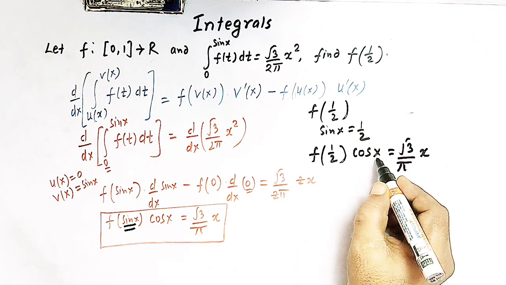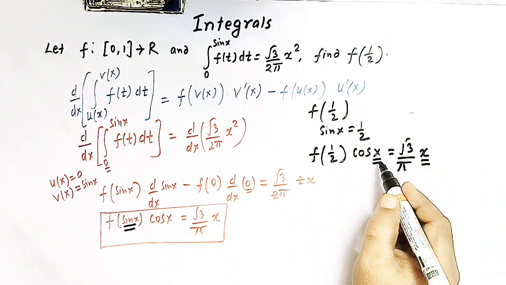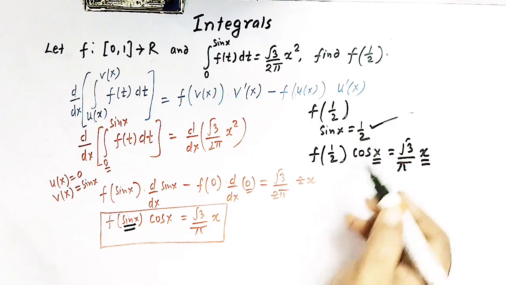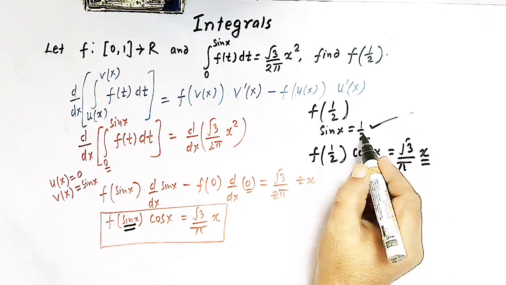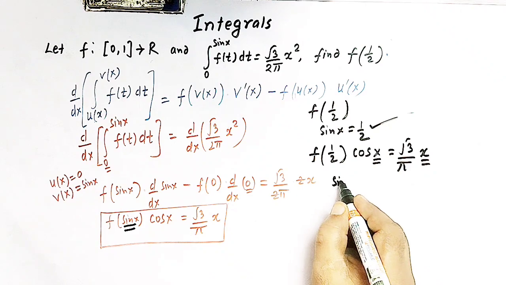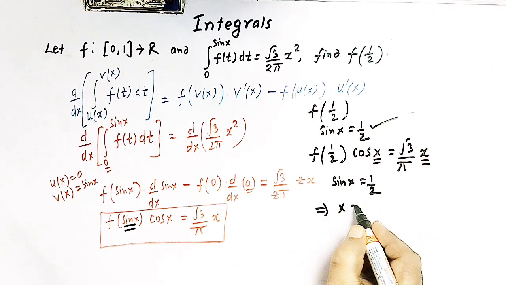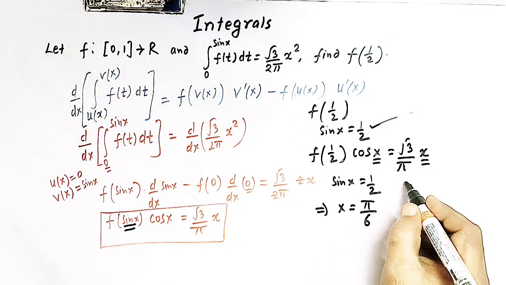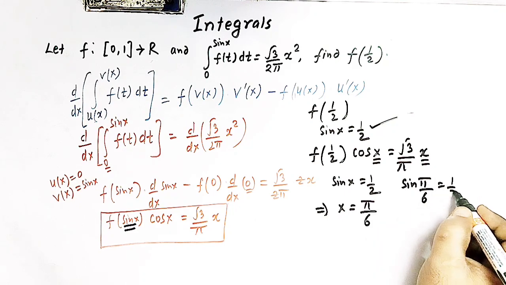So now we need to find out the value of x, and to get the value of x, we'll utilize this relation, that is sine x is equal to half, and this is a trigonometric equation. So sine x is equal to half. It gives us x is equal to pi by 6, because sine of pi by 6 is equal to half, right?